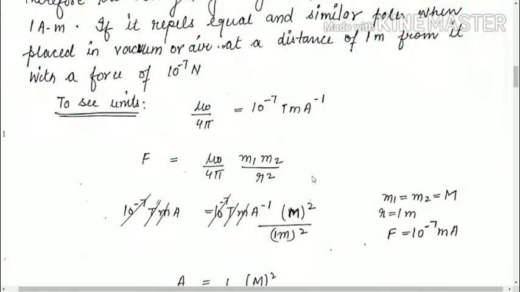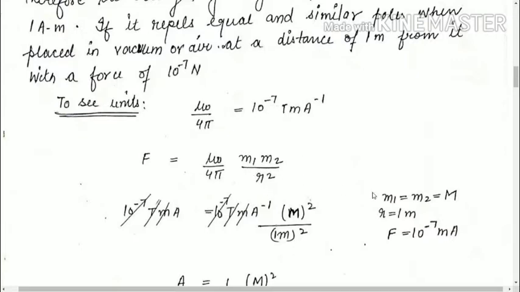Okay, so force basically equals mu naught upon 4 pi m1 m2 divided by r square, according to Coulomb's law in magnetism. So here the force we take as 10 raised to power minus 7 Tesla meter ampere. Here the units of force are Tesla meter ampere because we are dealing with magnetism. And mu naught upon 4 pi, I already discussed, is 10 raised to power minus 7 Tesla meter per ampere.